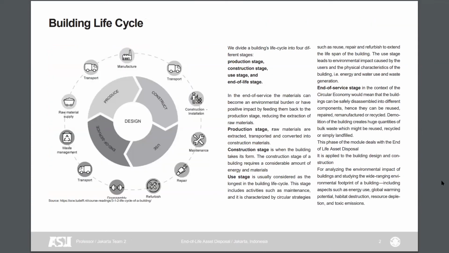Building life cycle. This happens in four stages: the production stage, construction stage, usage stage, and the end of life stage. The production stage is where the raw materials are extracted, transported, and converted into construction materials. The construction stage is where the building takes its form, and it requires a considerable amount of energy and materials. The third is the usage stage. This is the longest of all the stages in the life cycle. In this stage, the building is maintained and is characterized by circular strategies such as reuse, repair, and refurbish to extend the lifespan of the building.